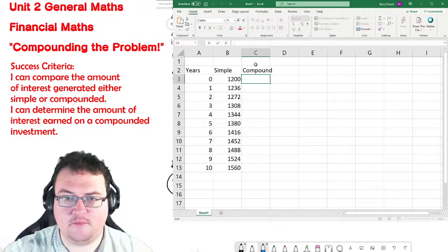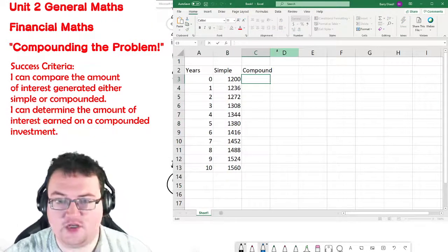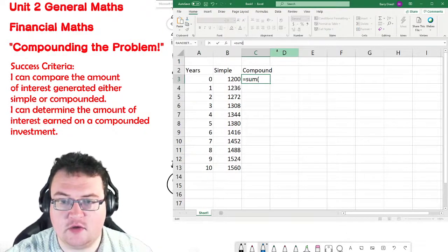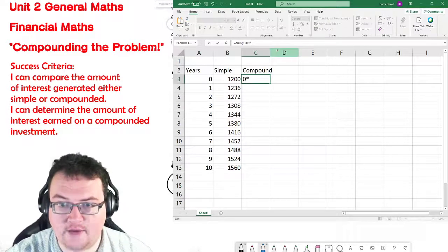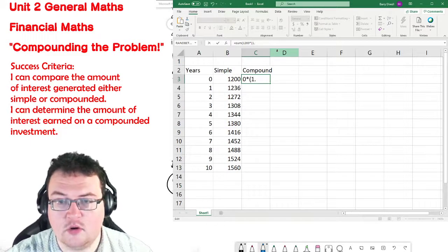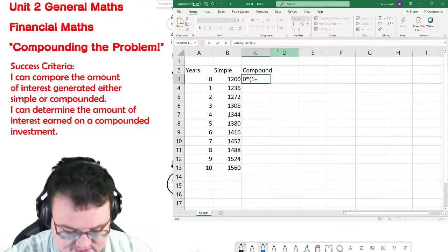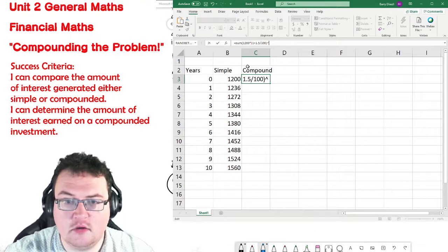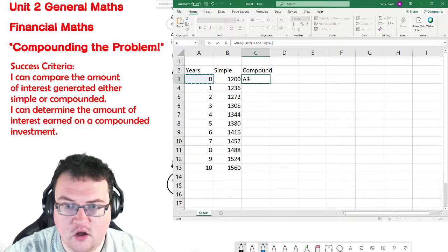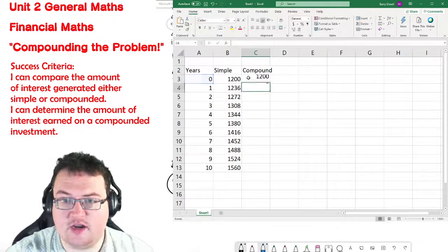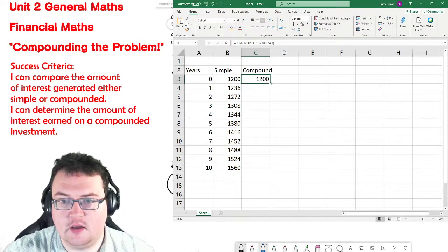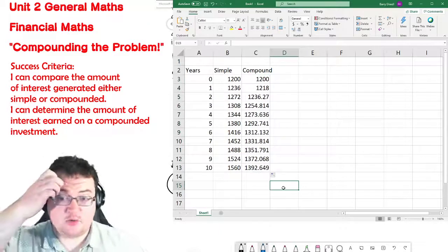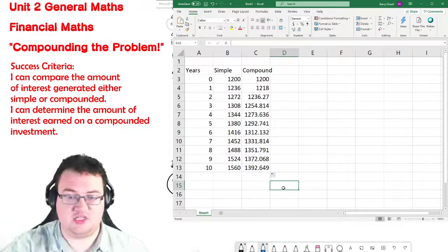Compound is a little different. So what I have to do is I have to now go equals 1200 times bracket 1 plus 1.5 over 100 to the power of the number there, close bracket, and then drag it down. All right, so we still end up with the same set of values.